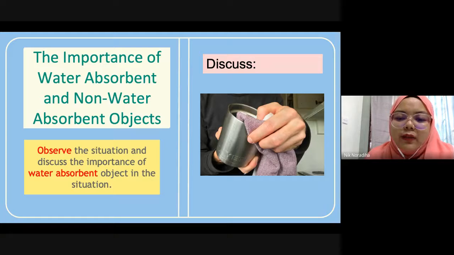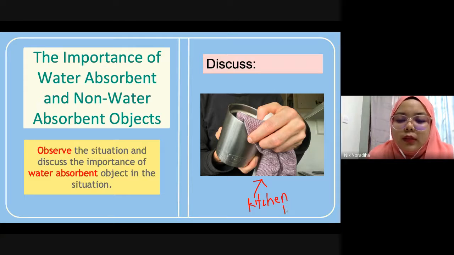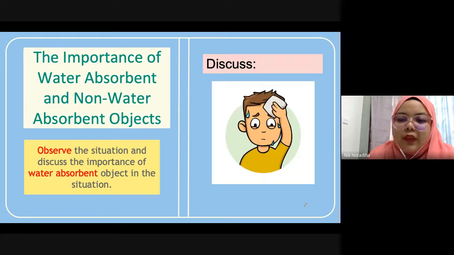Okay, so the next situation, we have a kitchen towel to clean the cup, right? So before your mommy or daddy wash the dishes, before we keep the cup and also the plate, we need to dry them first. So this one, the kitchen towel, is an example of a material that can absorb water. An example of a material that we call water absorbent.